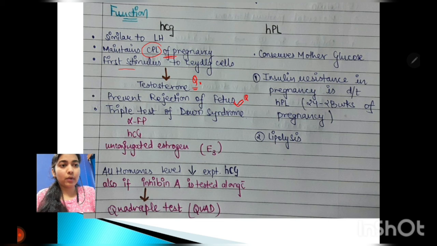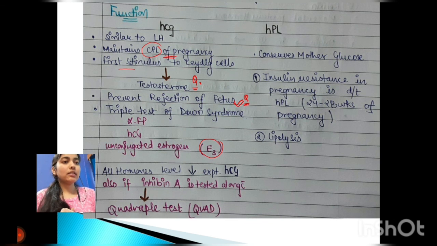This is a very important point, that HCG prevents the resorption of fetus, and HCG is considered in the triple test of Down syndrome. In the triple test, we have three things: alpha fetoprotein, HCG, and unconjugated estrogen, which is E3 estriol, and in the quadruple test, one more thing, inhibin A is there, then it is known as quadruple test or quad test. Hormone levels decrease in the triple test in Down syndrome, except HCG, which is increasing.